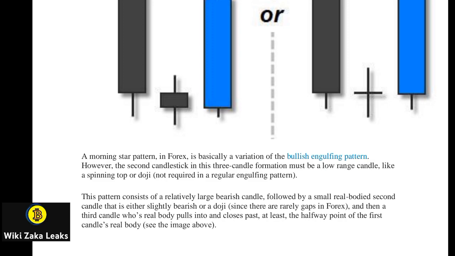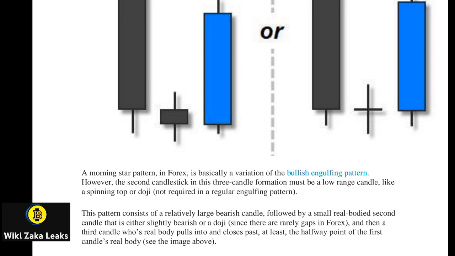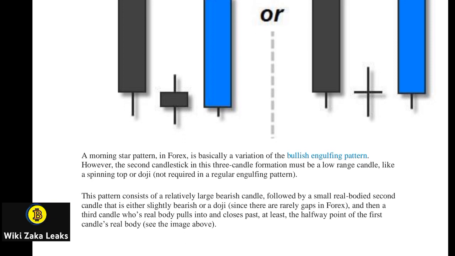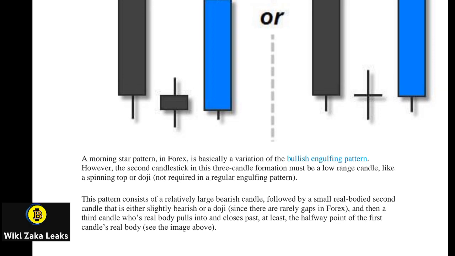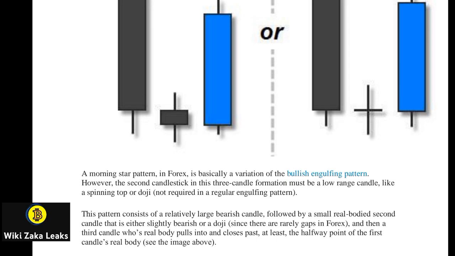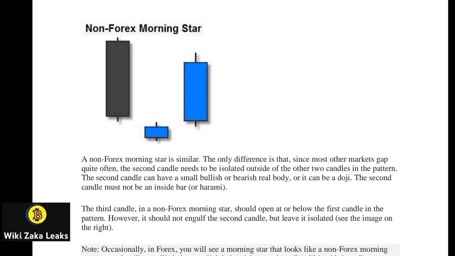This pattern consists of a relatively large bearish candle followed by a small real bodied second candle that is either slightly bearish or a doji, since there are rarely gaps in forex, and then a third candle whose real body closes past at least the halfway point of the first candle's real body. See the images above.